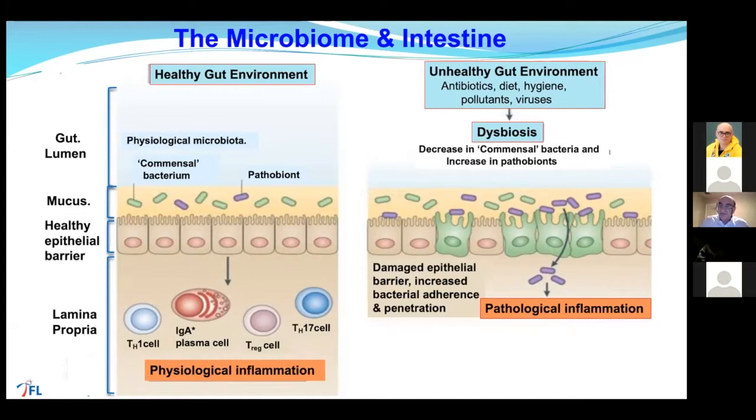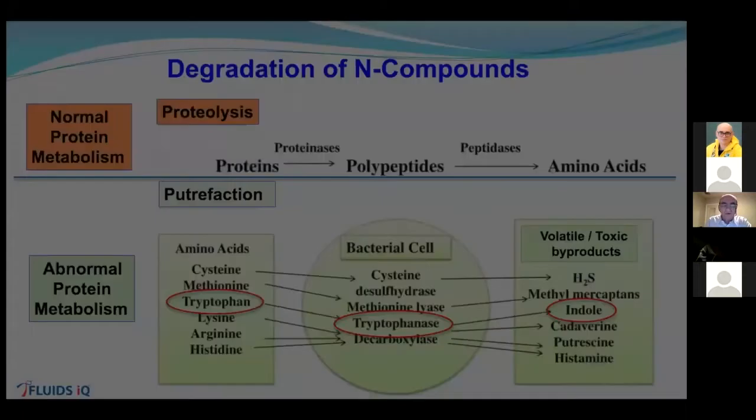If you have an unhealthy gut environment, which you see on the right, and that can be due to any number of things: antibiotic overuse, the diet itself, various types of hygienic issues, pollutants, viruses, it's endless. What you end up with in most of these cases is a form of dysbiotic behavior, an unbalanced microbiome. There's a decrease in the commensal bacteria, an increase in the pathobionts, and amongst many things that happen, you damage the epithelial barrier. And that increases the ability of bacteria to enter into the other side, the lamina propria, where they should not be, and that sets off a cascade of immune function.